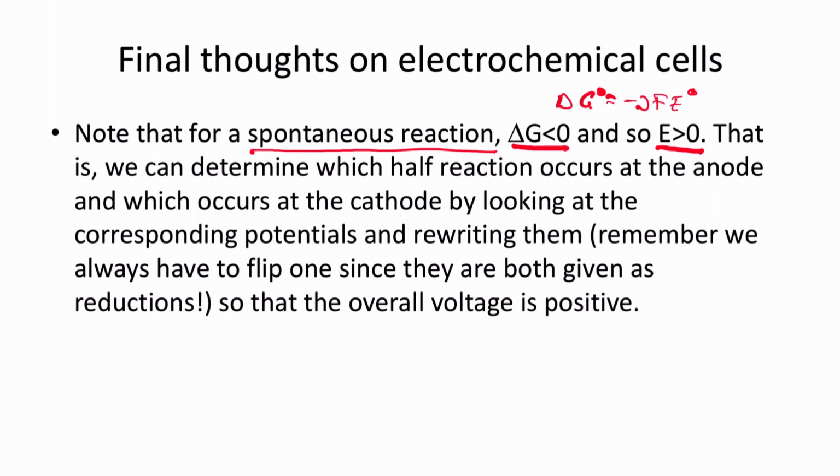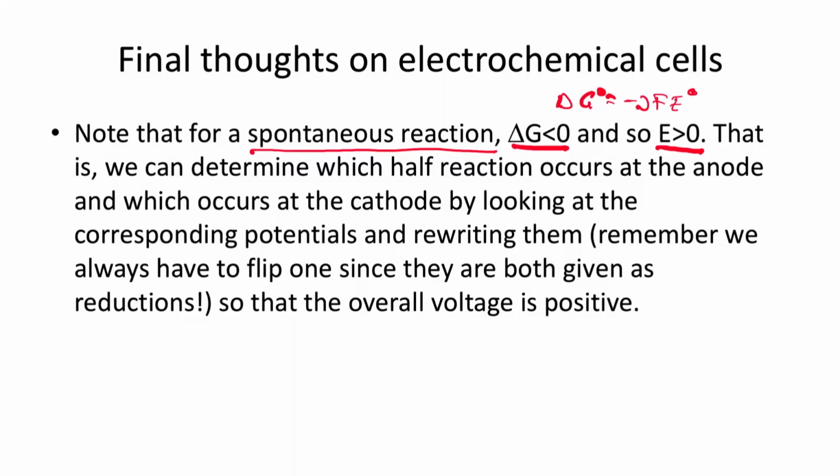That means that we can figure out which half reaction is going to occur at the anode and which one is going to occur at the cathode just by looking at what the corresponding standard reduction potentials are for these two things. And remember that because they're written as reduction potentials, one of them is going to have to be flipped, right? The one for the oxidation, or the anode, is going to have to be flipped. And I flip them in such a way that when I add the two numbers, I have to get a positive number overall for the voltage, because a positive value for the voltage would be spontaneous, just like a negative value for delta G would be spontaneous. So I'm going to have to flip one so that the overall voltage is positive.